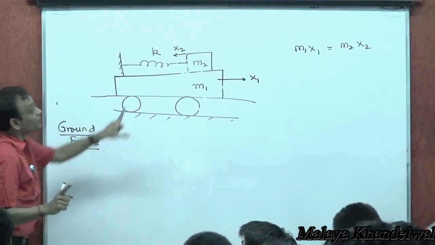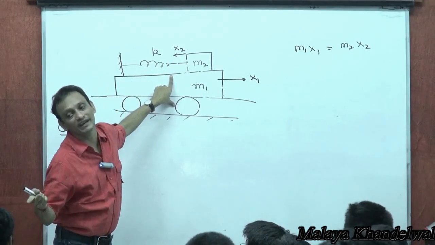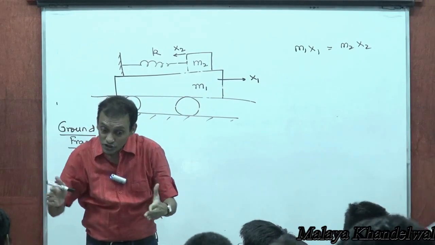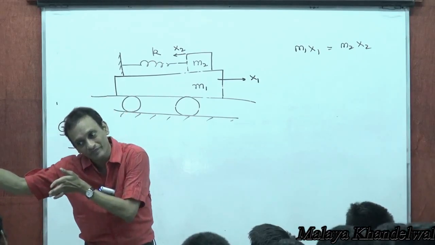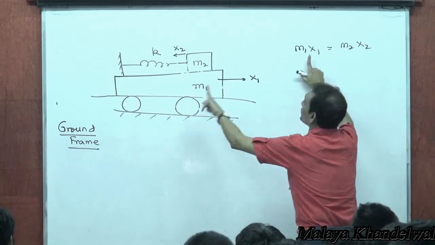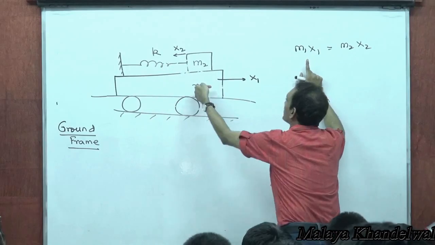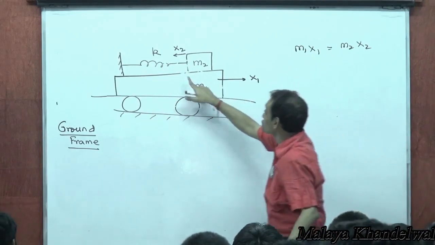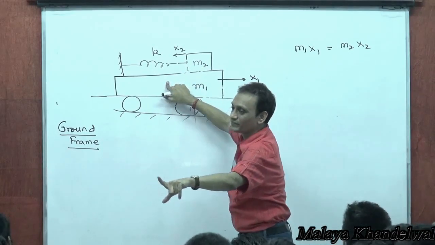No. If this was with respect to the cart, then it would have been M1 plus M2. See the earlier raft problem, the distance moved on the raft was with respect to the raft, not as seen in the ground frame. Right? So this is as seen by the ground observer. M2 moves x2 units to the left, M1 moves x1 units to the right in the ground frame. If this was with respect to the cart, then what you said would have been right.